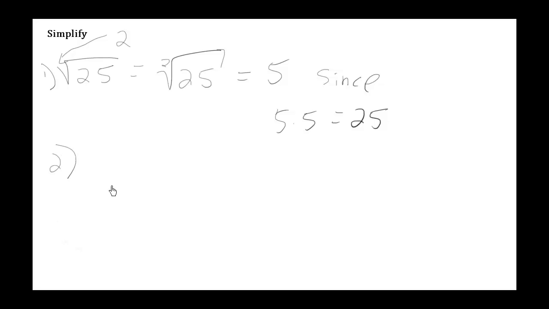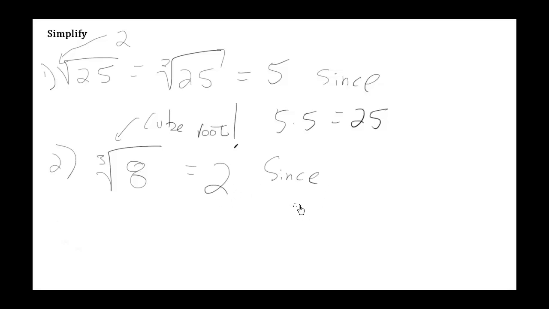Let's look at another one. Let's say I have the cube root of 8. Here this is a cube root, so I have to think, okay, what multiplied by itself 3 times gets you back to the inside? And the answer is 2. 2 times 2 times 2, three 2s, is 8. Okay, so far so good. Let's look at a couple more.